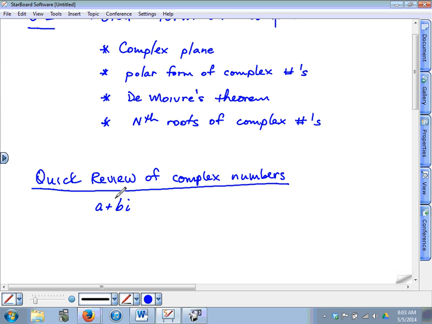Matter of fact, all of our known numbers in our number system are considered complex numbers. This is a true complex number because it has what's called a real part right here, and then this is called the imaginary part. A real part plus an imaginary part forms a complex number.